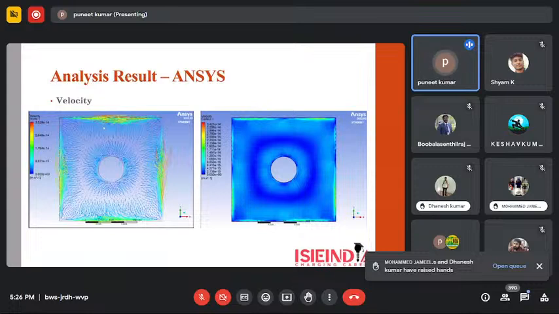What this velocity means is how the heat is dissipated. At the edge, you can see these arrows.